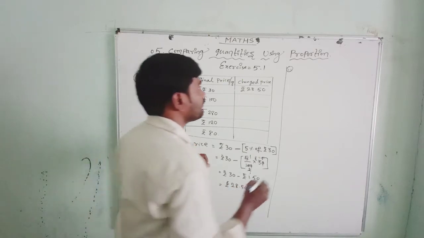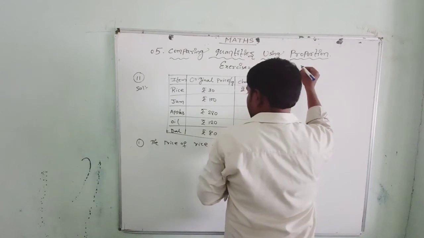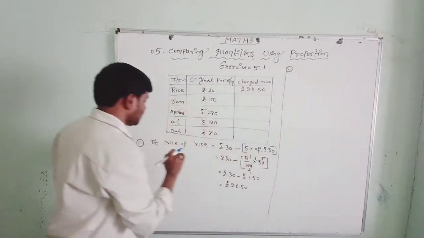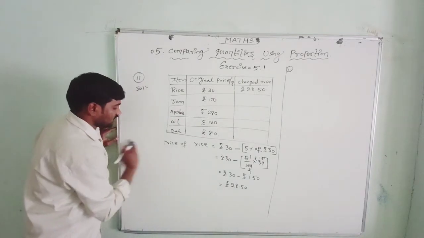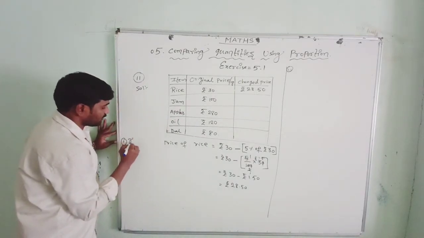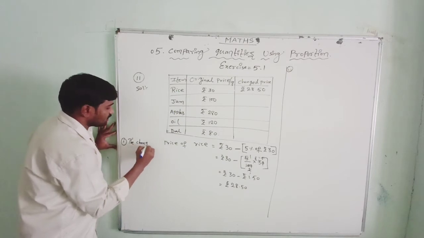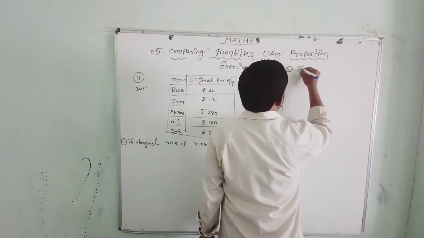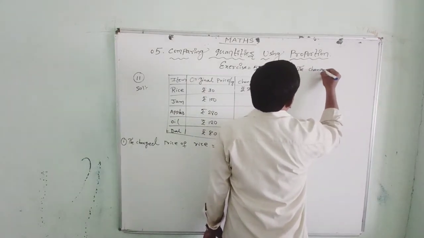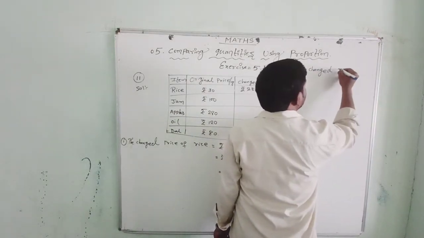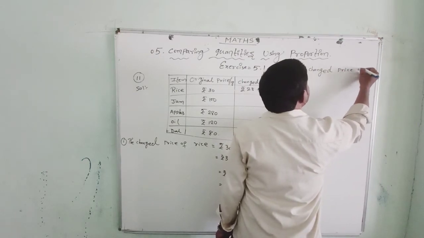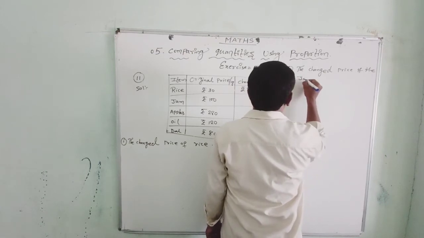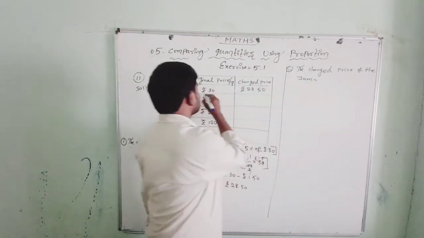Now we are finding the changed price only. The changed price of the jam is equal to, what is the original price actually? Rupees 100.